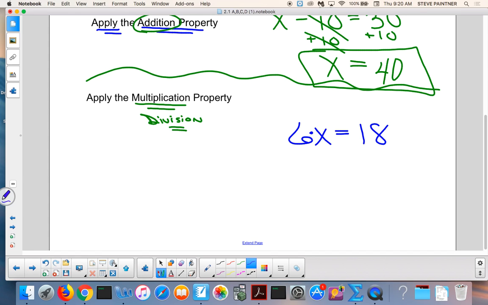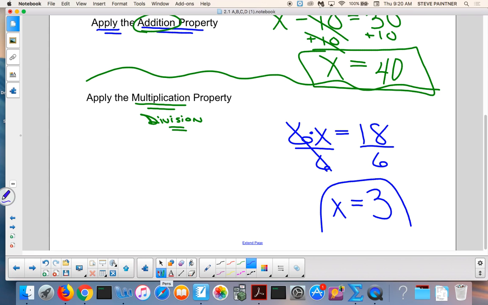Well, multiplication and division are considered opposites. So we would do the opposite. Divide. By what? What is 6 divided by 6? 1x equals. Do you want me to put the 1 there? I wouldn't. I know they cross out and make 1, but I just wouldn't do it. So x equals, and then of course, what do you do to the other side? Answer? 3. Got it.